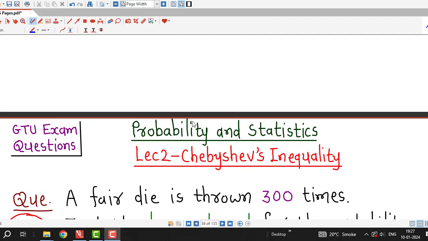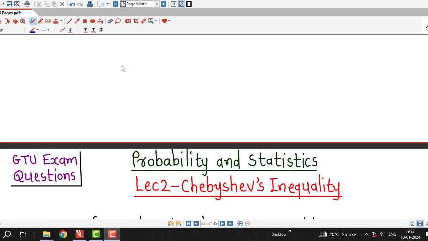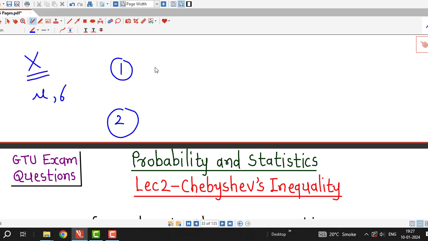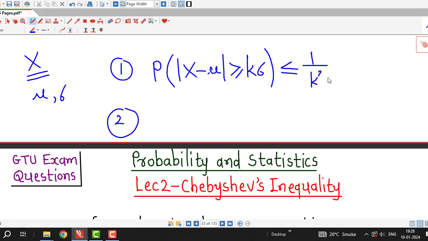In lecture number 1, we have discussed Chebyshev inequality and we have seen two forms of Chebyshev inequality. And we know that if capital X is a random variable with mean mu and standard deviation sigma, then the probability that |X minus mu| is greater than or equal to k times standard deviation sigma is at most 1 by k square. That is, 1 by k square is the upper bound for this probability.